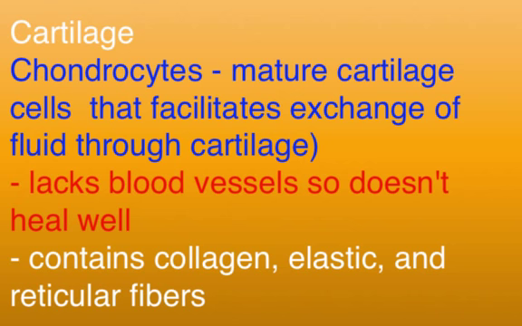We will start by discussing cartilage. Chondrocytes are mature cells found in cartilage. They make up the cellular matrix of cartilage, performing a number of functions within the tissue, including facilitating the exchange of fluids through this thick, viscous matrix. Cartilage lacks vascularization, and so it relies on the exchange of nutrients and waste materials through this syrupy matrix. This is why cartilage doesn't heal well after injury.